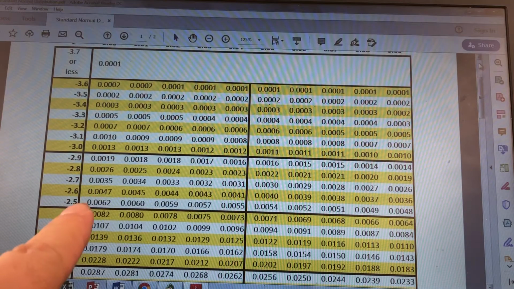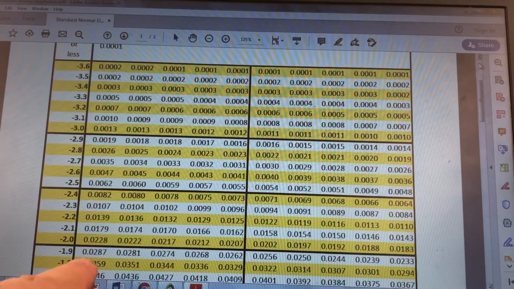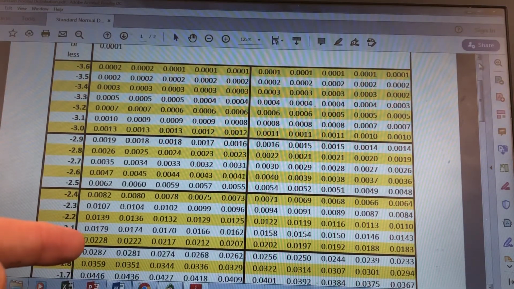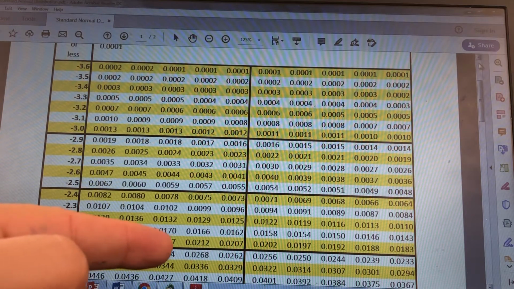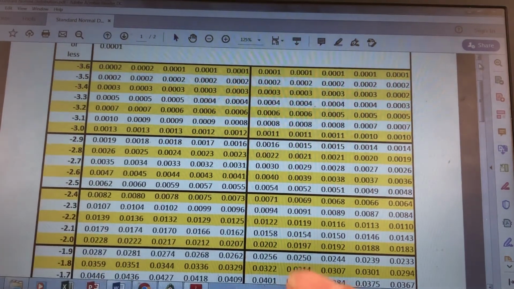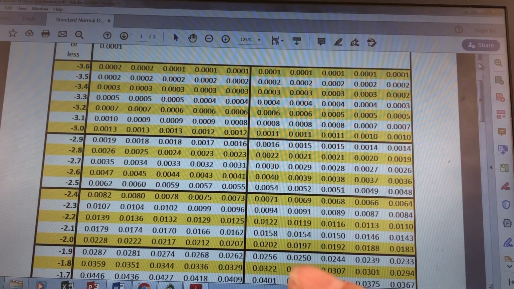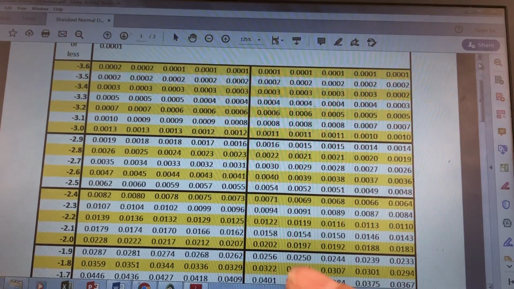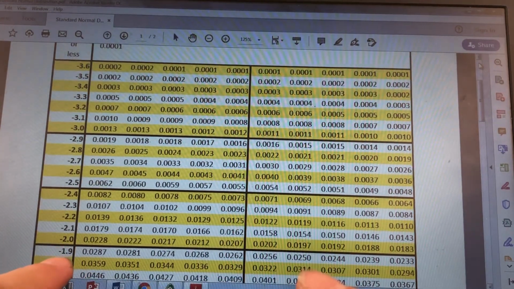What I would do is I would look in the first column until you get close. Okay, we're in the right neighborhood, and then I would just start scanning across. And there it is, right there. 0.0250 is the exact left area that we're looking for. So what's the z-score for this left area? -1.9.